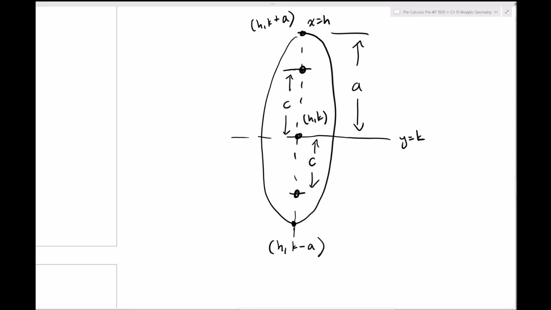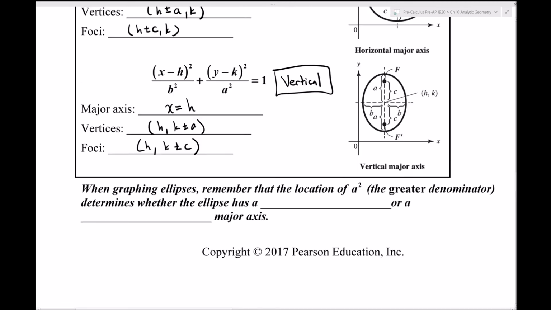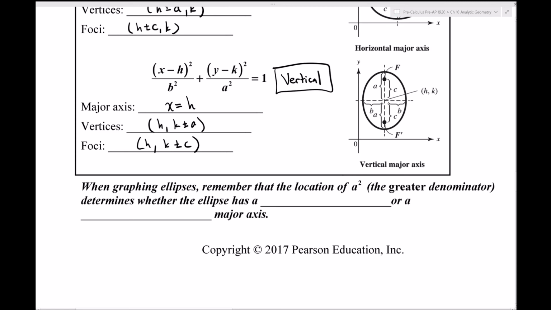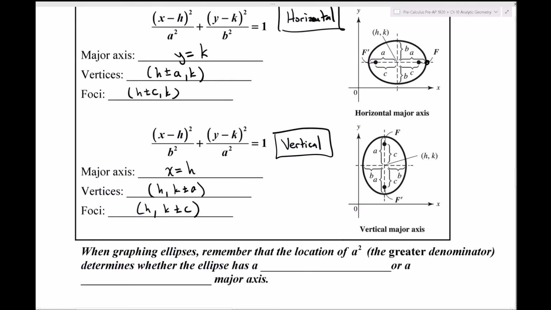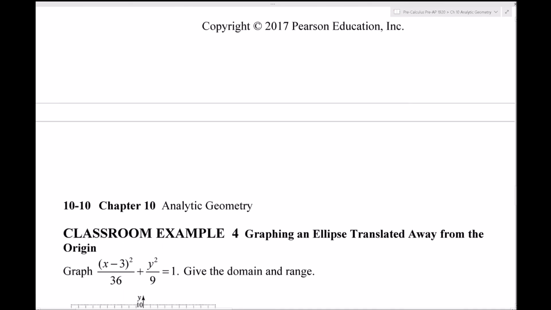So that's why that one's h, comma k plus or minus c. Now hopefully that's pretty straightforward, simple to understand. What we're going to do is look at some examples, and I'm going to skim ahead really quickly.